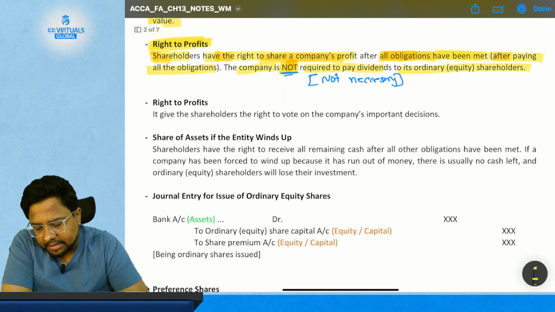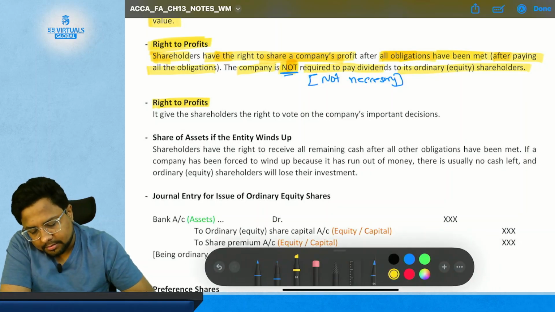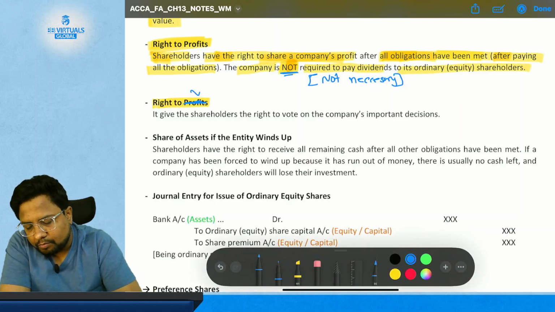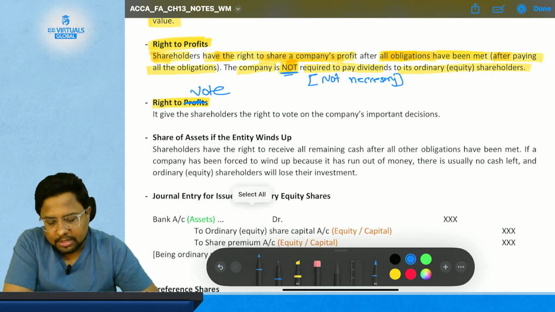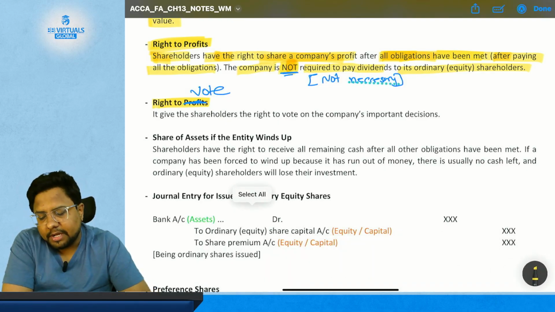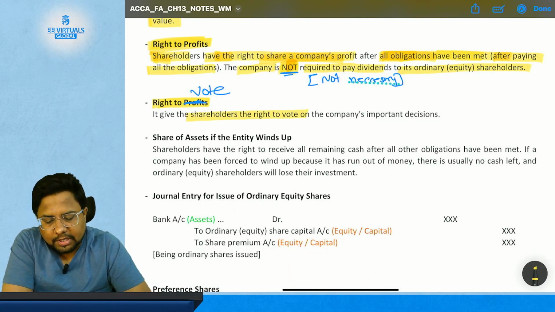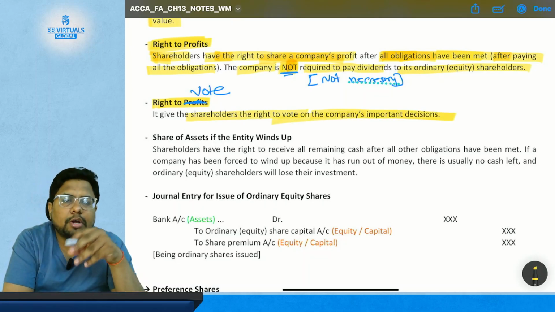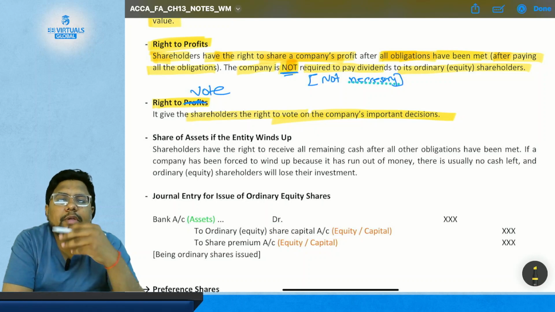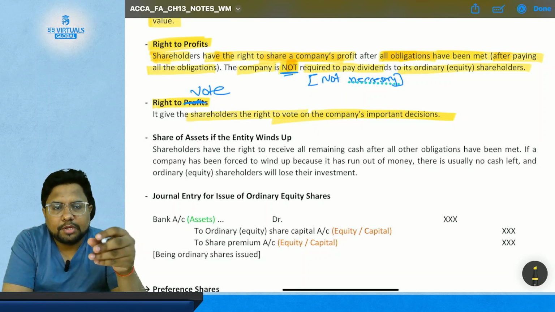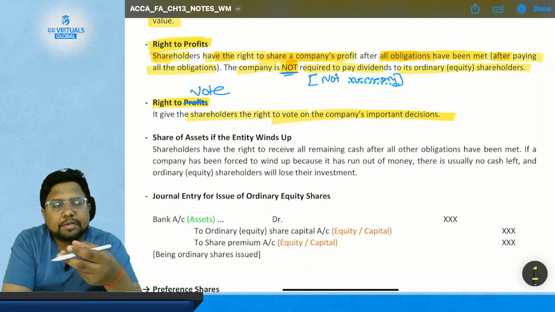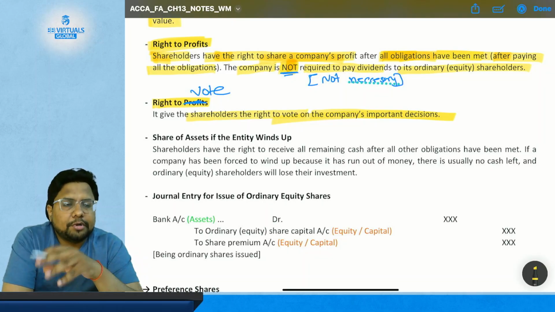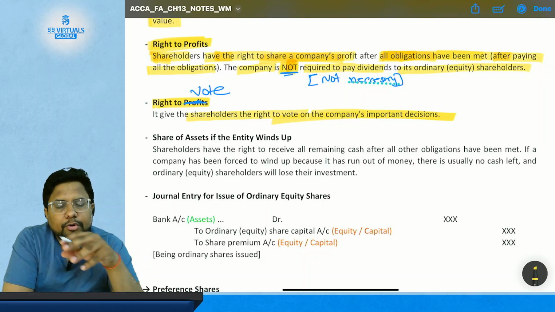Then comes, this is corrected, this is right to vote. Okay, this is right to vote. Then we have right to vote, which gives the shareholder the right to vote on the company's important decisions. As the ordinary equity shareholders are the real owners of the company, they have the right to vote on the important decisions of the company, whether you need to have this director or not, whether you need to appoint a certain type of auditor or not. So they are going to be involved in that decision by voting rights.